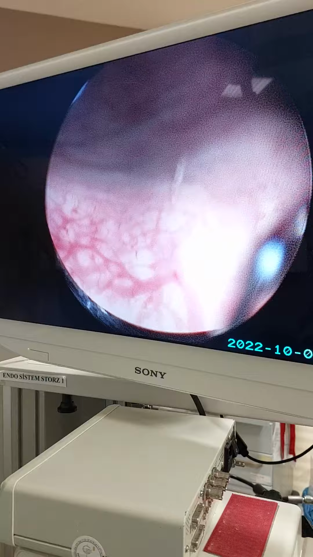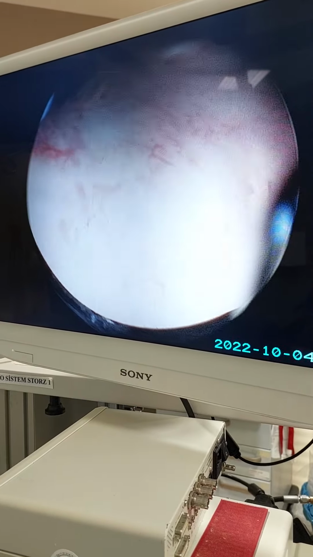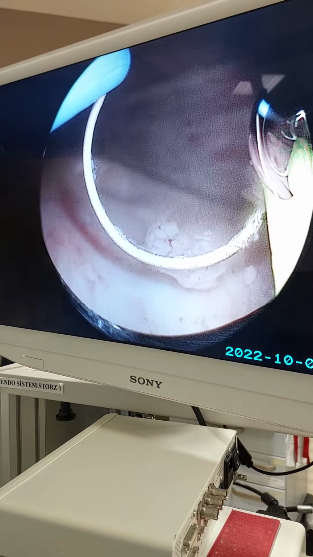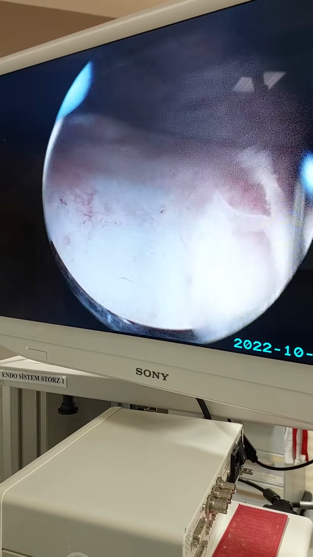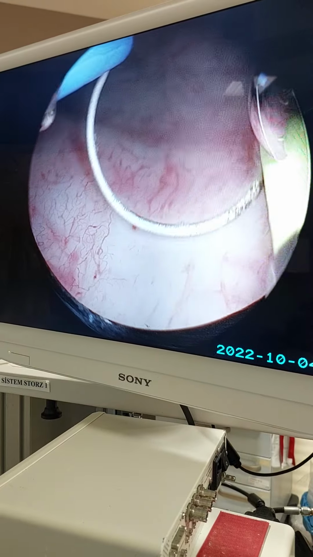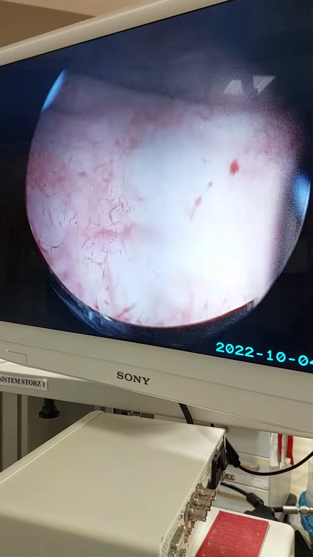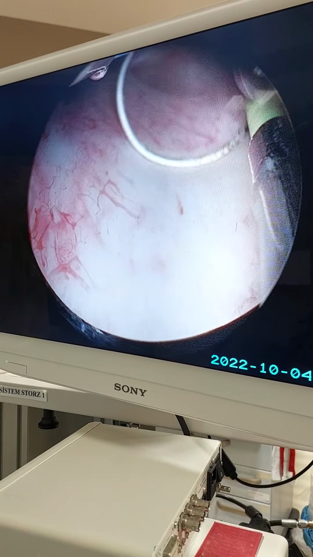I can see the inflamed tissues here. And here, look at these tissues. These are the abnormal tissues. So, look at these tissues. There's a layer, an abnormal layer is formed, and this causes chronic inflammation infection.